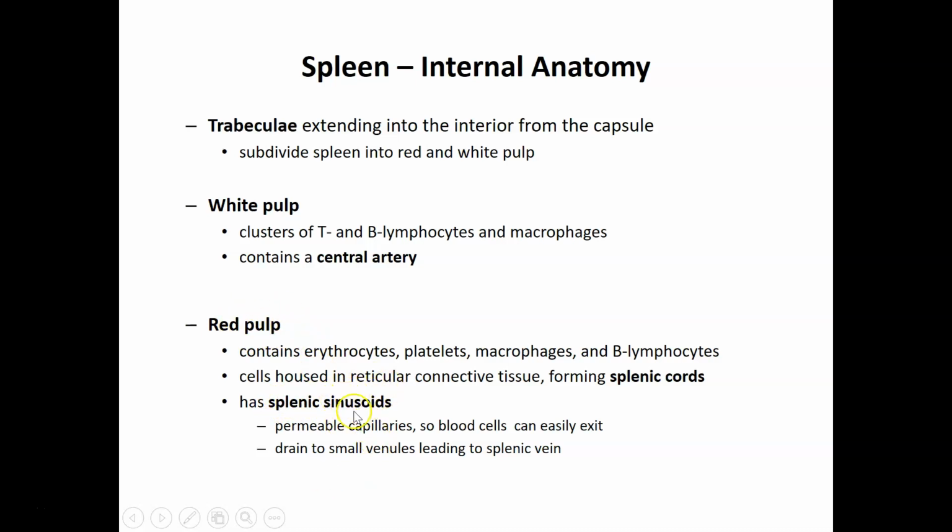If you remember, the sinusoids are extremely porous capillaries. And so they're going to let pretty much anything out of the bloodstream, including formed elements. And that's why there are red blood cells and platelets inside the tissue of the red pulp. Okay, so these are very permeable capillaries letting red blood cells and platelets out, and they can go back in as well through the walls of these capillaries. So these structures can leave the bloodstream and enter back in. Okay.